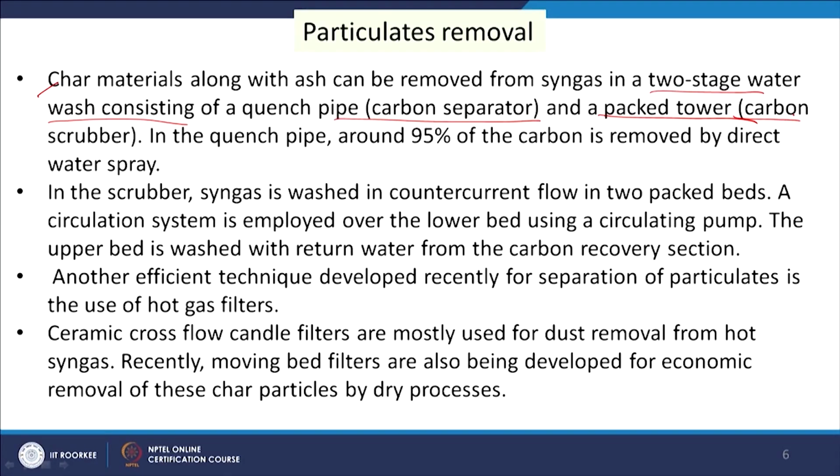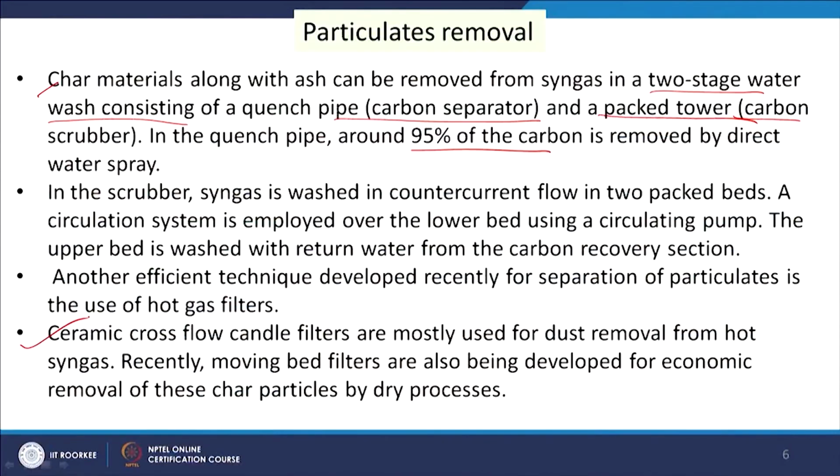In the quench pipe, around 95% of the carbon is removed by direct water spray. So, these are two basic operations through which the particulates are removed. We see in this case the temperature of the syngas should be brought down prior to its application. Efforts are also being made to use different types of oxides at high temperature to remove the gases, or we can use ceramic cross flow candle filters to remove the particulates at higher temperature.